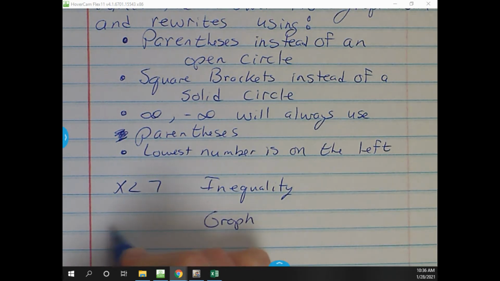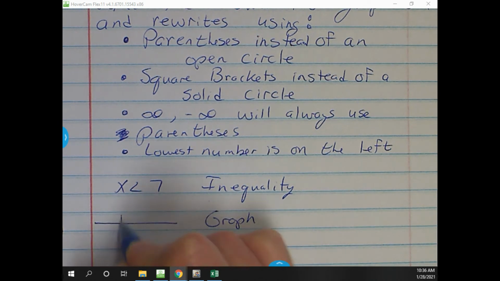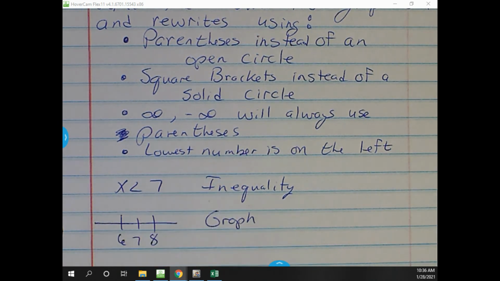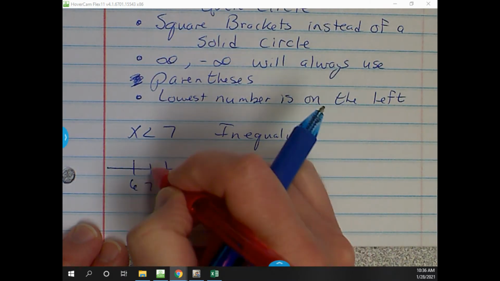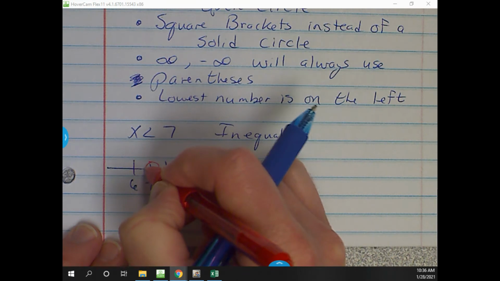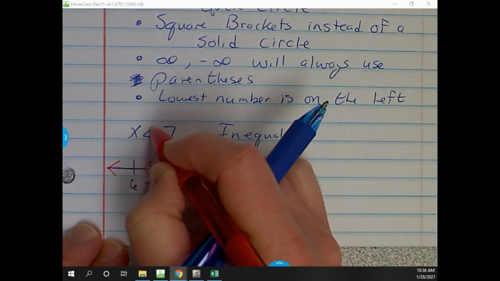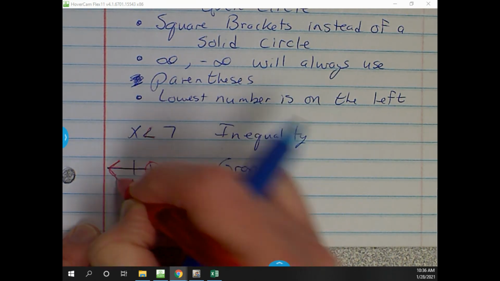All right, graph-wise on this one: 6, 7, 8. The graph should be pretty straightforward there. Open circle at 7. And again, that arrow will match with this arrow, so it's headed off to the left.